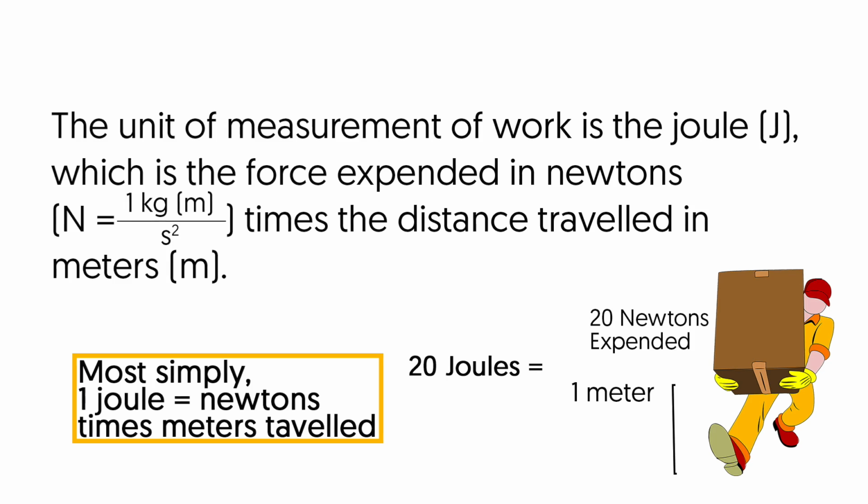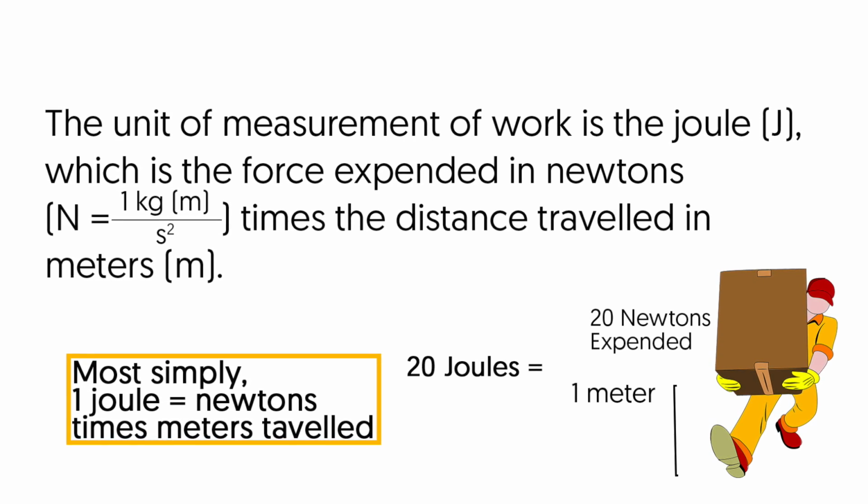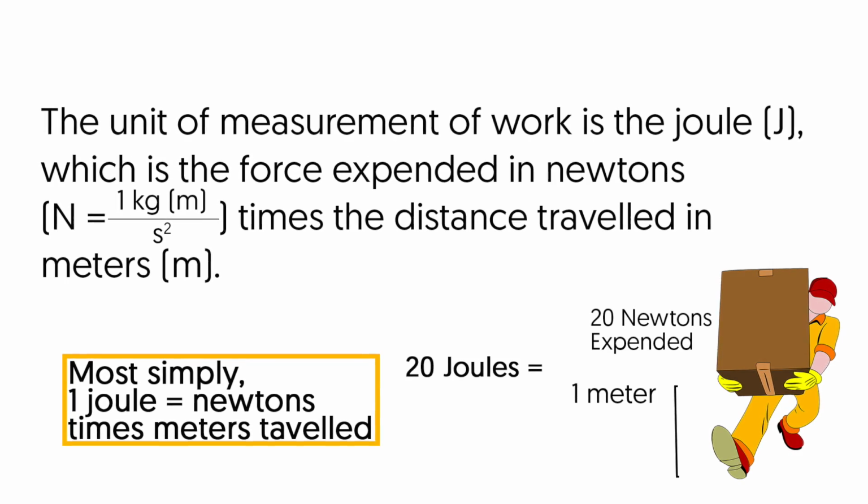In science, we say a force accomplishes work when there is a displacement at the point of application of that force in the direction of that force. Now, if none of that made sense to you, don't worry, I'm going to explain. The unit of measurement of work is the joule, which is the force expended in newtons times the distance traveled in meters. So, for example, imagine there is a box on the ground.